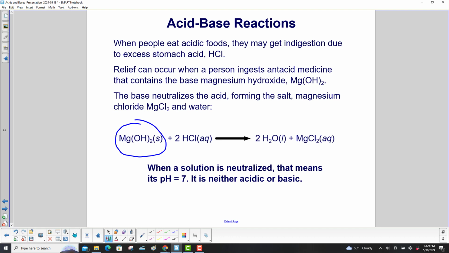The base neutralizes the acid, here's our acid, forming the salt magnesium chloride and water. When a solution is neutralized, that means its pH is 7. It is neither acidic or basic.